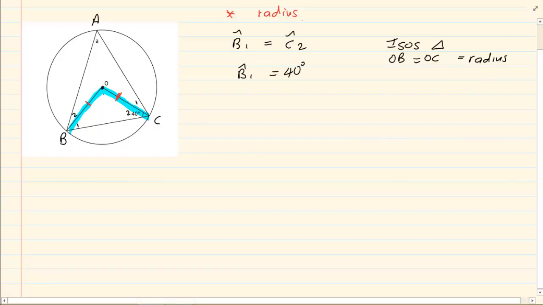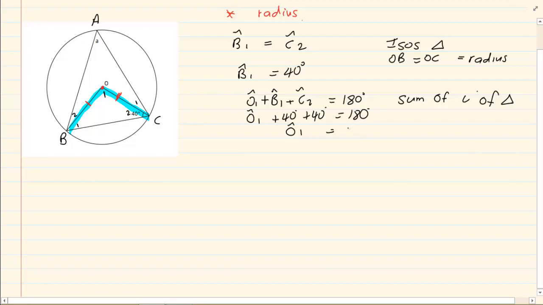Alright, now what would the value of O1 equal to? O1 plus B1 plus C2 is equal to 180 degrees. Why? Because the sum of angles of a triangle equal to 180 degrees. We have that B1 and C2 is 40 degrees. That would mean O1 is equal to 100 degrees.